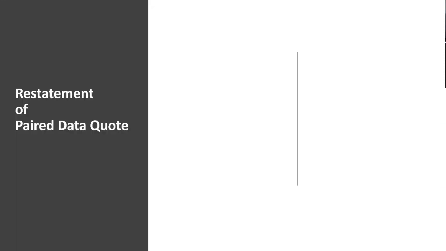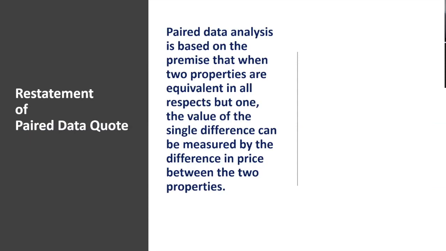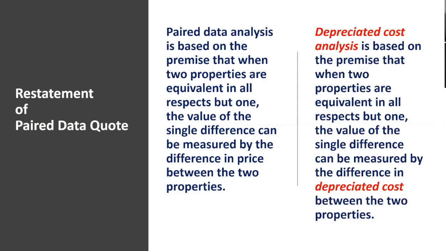Now, what I want to do is restate the quote about paired data. Here it is. Paired data is based on the premise that when two properties are equivalent in all respects but one, the value of the single difference can be measured by the difference in price between the two properties. My way of thinking about it, and I hope it's yours too, is that depreciated cost analysis is based on the premise that when two properties are equivalent in all respects but one, the value of the single difference can be measured by the difference in depreciated cost between the two properties. So if we know depreciation, we've got a really sound basis for making some comparisons, okay?